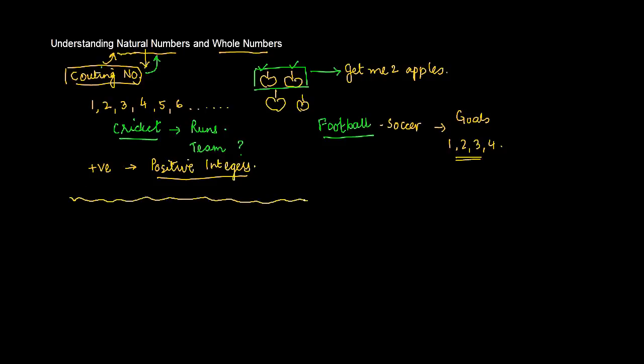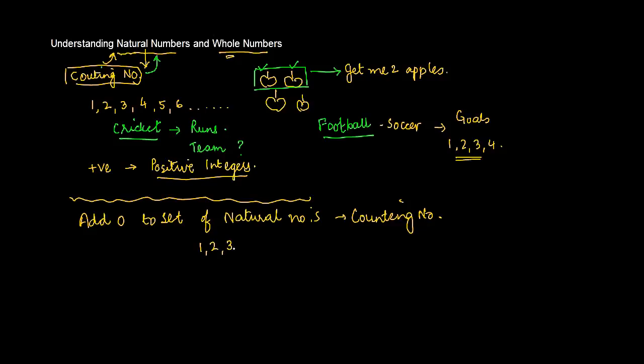How about the whole numbers? What do we mean by a whole number? If you add 0 to the set of natural numbers, or the counting numbers as I call them, so my natural numbers were 1, 2, 3, 4, 5, 6, and so on, and I added 0 to this particular set. When you count, you don't say 0, 1, 2, 3, 4, 5, 6. You say 1, 2, 3, 4, 5, 6. And if you add 0 to this counting number set, then the entire set that you get is known as whole numbers.